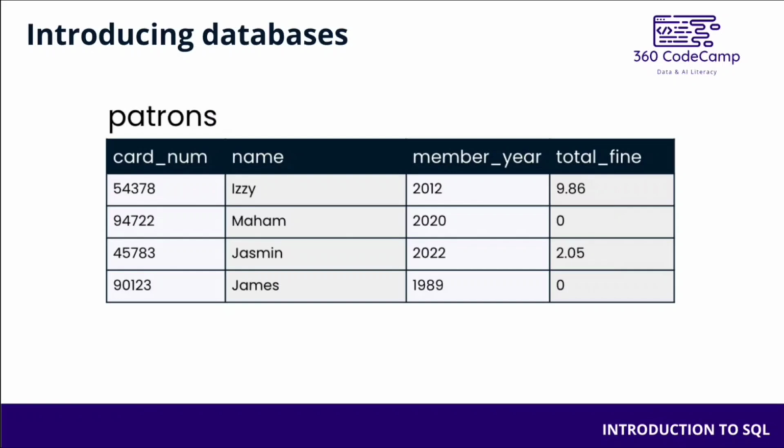For example, one of the tables in a library database is the patrons table. It stores details like library card numbers, names, when someone became a member, and any overdue fines they owe. Each piece of information gets its own column, making it easy to find exactly what you are looking for.